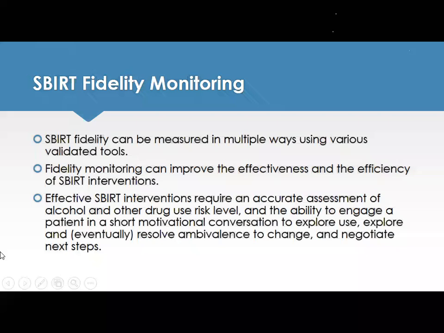So fidelity can be measured in multiple ways using validated tools. And again, it's important to monitor fidelity because it not only can improve the effectiveness of the intervention, but it also can improve efficiency.